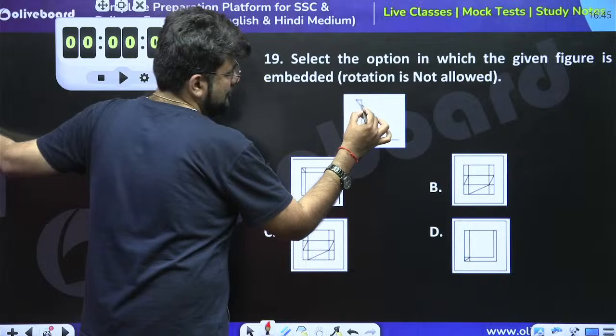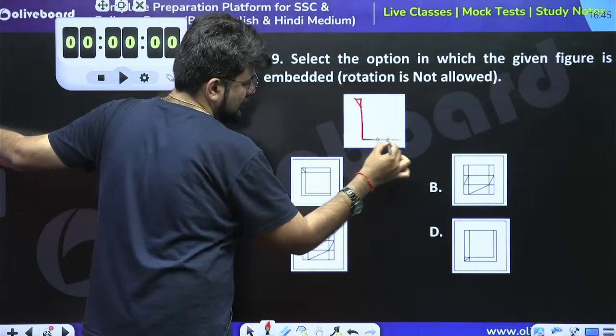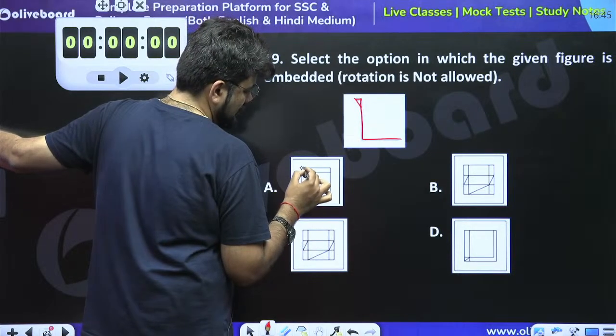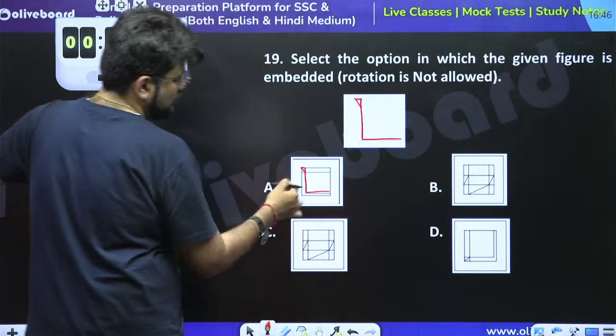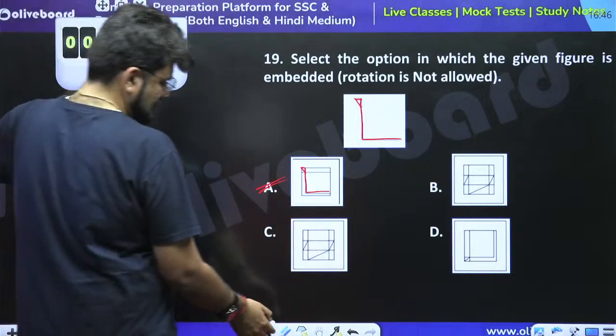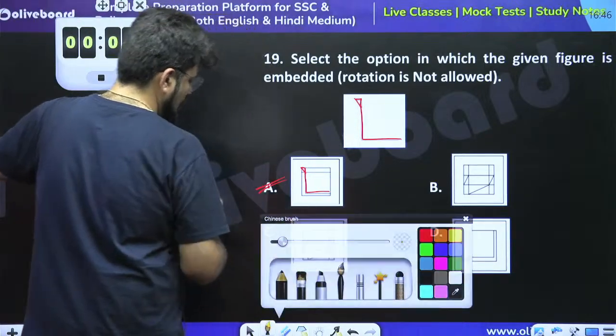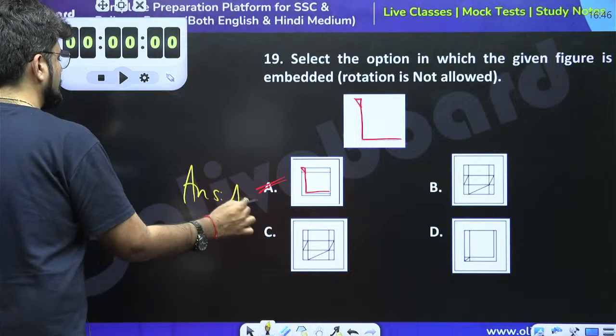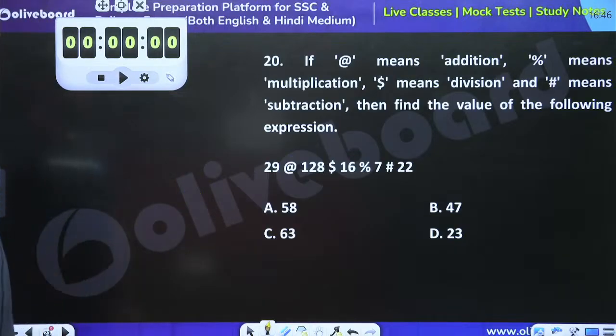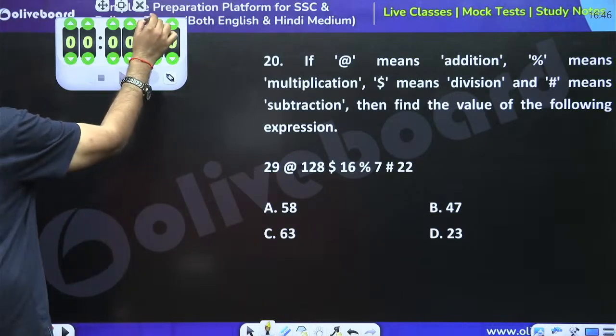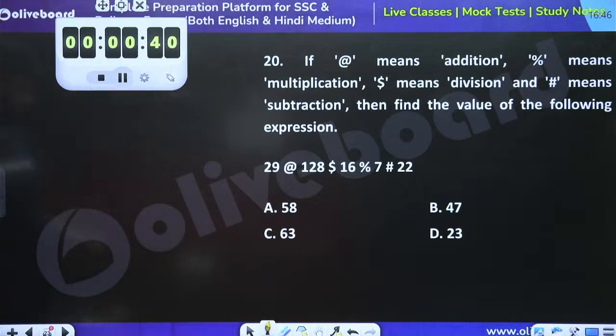Let's check this now. See, where is this embedded? This is the figure we are looking for. It's right here, guys. Nothing else you need to check. Yeah, come on, so easy. Next. Oh. No problem, most welcome.